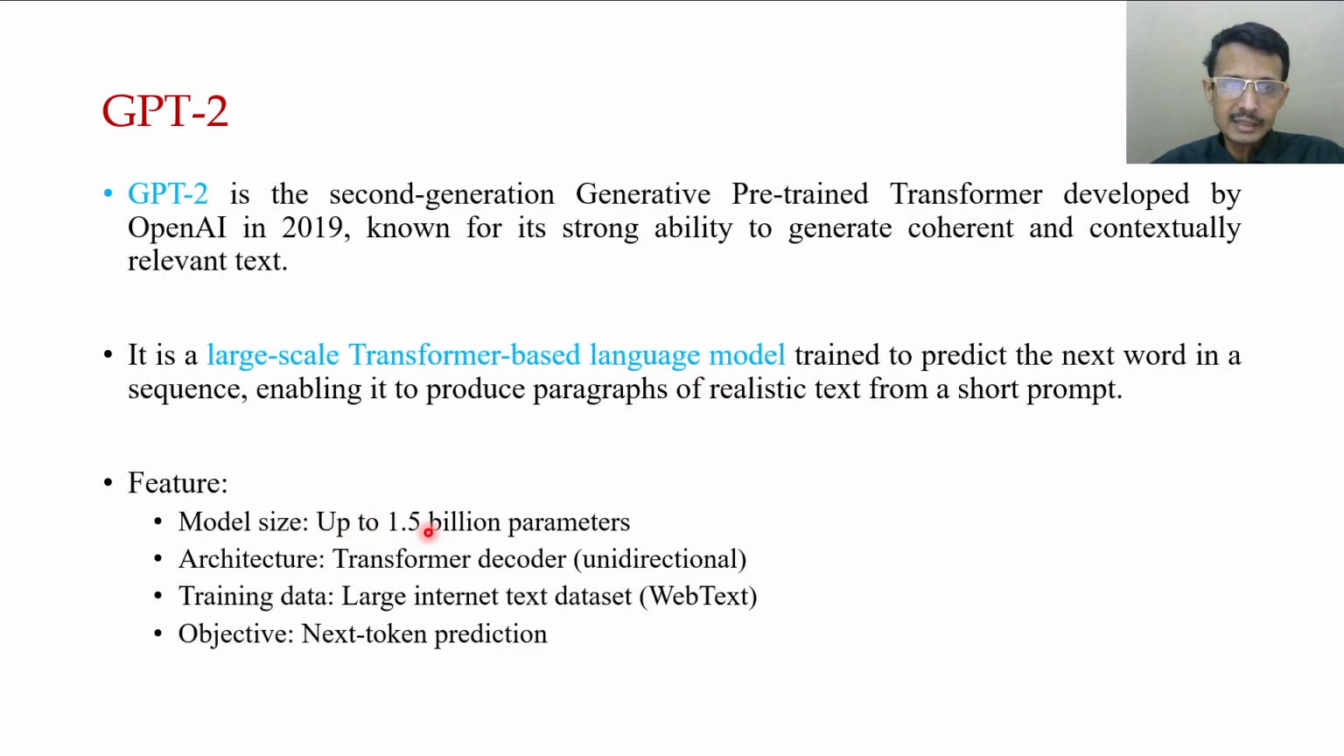So the model size is 1.5 billion parameters. This architecture is a transformer decoder. This is a unidirectional architecture. The training data is a large text data set, WebText, and the main objective is next token prediction. By doing so, it understands a lot of things: language constructs, how to summarize information, some context and semantics of the text, and so on and so forth.